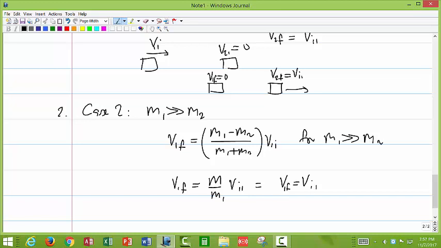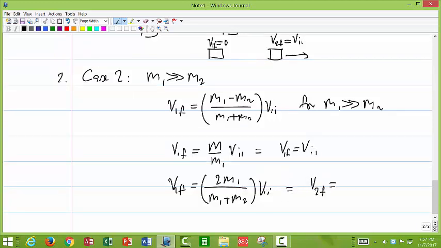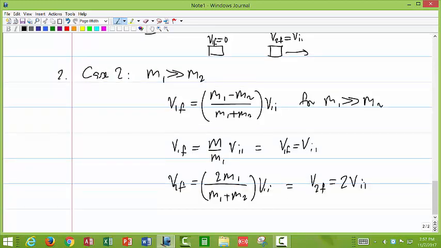So this will be the case where m1 is much larger than m2, and then v2 final, we have 2 m1 over (m1 plus m2) times v1 initial again. So we shall have v2 final equals 2 v1 initial. So in all these formulas with m1 much larger than m2, you can just ignore m2.